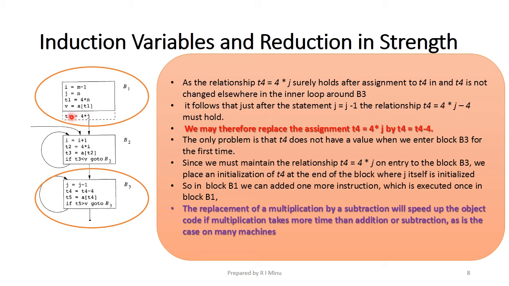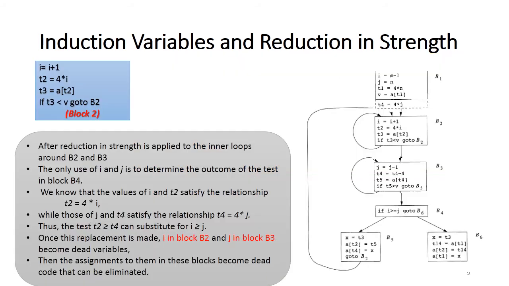Here J is multiplied with 4 only once, and for each and every loop iteration we just reduce by 4. In such a way we have reduced the strength of the induction variable. Replacing the multiplication by a subtraction will speed up the code manipulation.